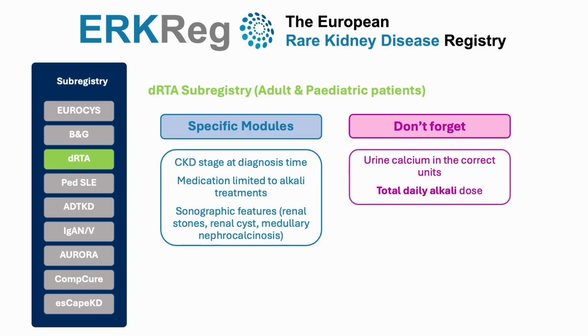The DRTA subregistry includes both adult and pediatric patients. Specific information includes the timing of chronic kidney disease diagnosis and detailed renal imaging findings, including renal stones, renal cysts, and medullary nephrocalcinosis. The medication module focuses specifically on alkali treatment. When entering follow-up information, please pay particular attention to urinary calcium and make sure that the correct units are used. The total daily alkali dose should also be documented carefully, as this is an important treatment-related parameter in the subregistry.